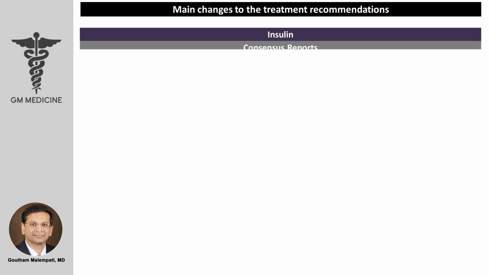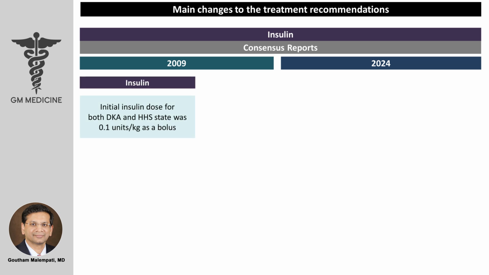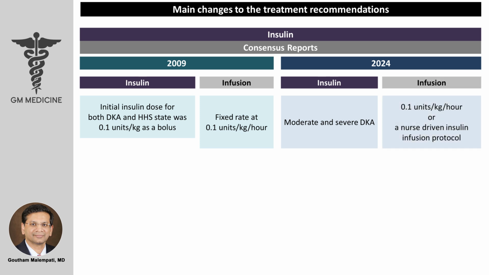Insulin. As per the 2009 consensus report, the initial insulin dose for both diabetic ketoacidosis and hyperglycemic hyperosmolar state was 0.1 units per kg as a bolus, followed by fixed rate insulin infusion at 0.1 units per kg per hour. In the 2024 consensus report, for moderate and severe diabetic ketoacidosis, the fixed rate insulin infusion is supposed to be at 0.1 units per kg per hour or a nurse-driven insulin infusion protocol.